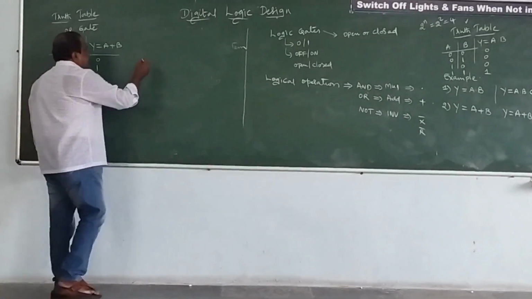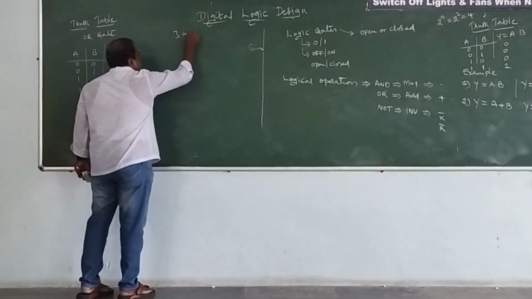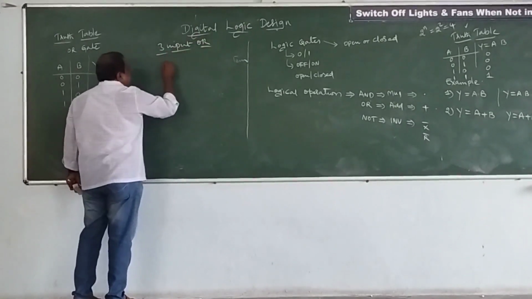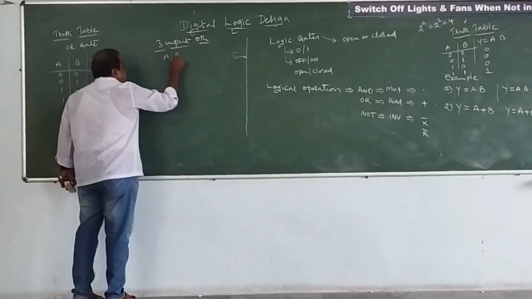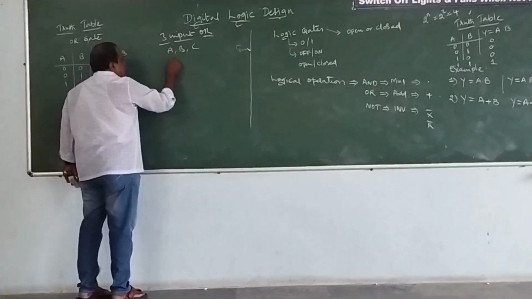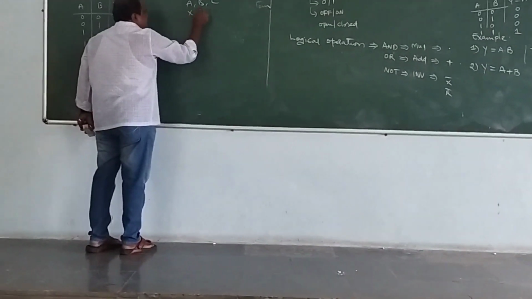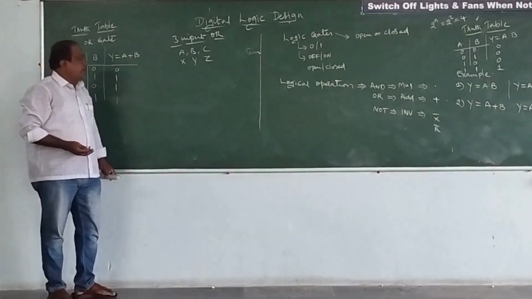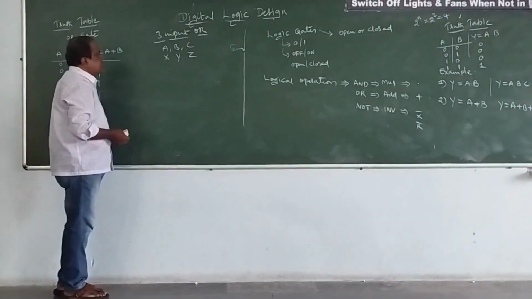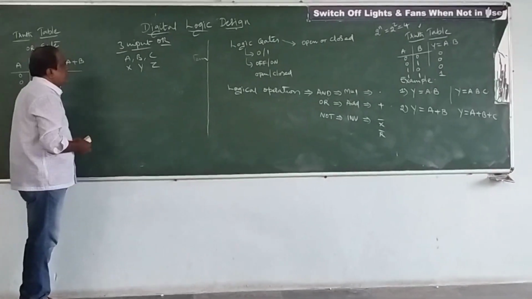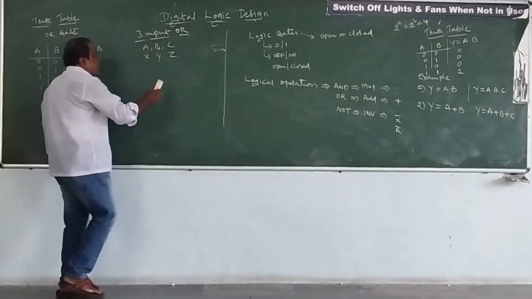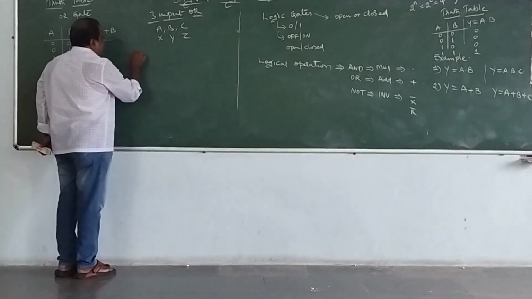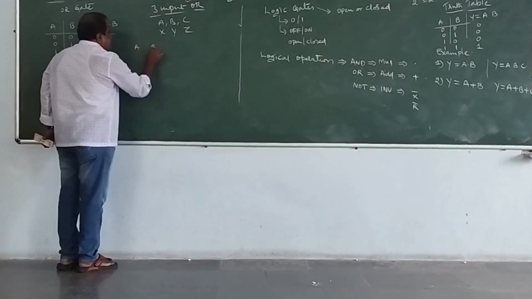Now I can show the 3 input OR gate. When you take a 3 input OR gate, you can take the variables like A, B, C. Not only A, B, C, you can also take values like X, Y, Z. Your variables may be different, but you can take A, B, C or X, Y, Z, or if you want to take any other variables, you can also use them.